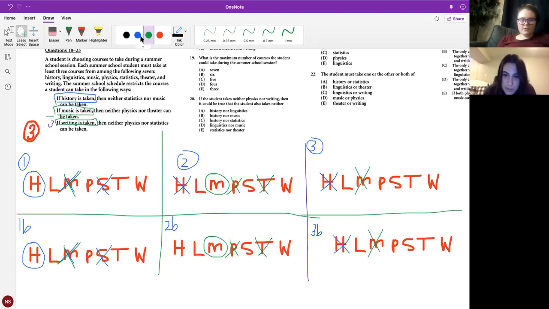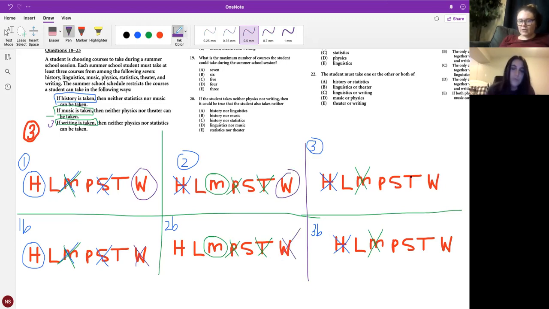So in world 1, I'm going to make one where writing happens and one where writing doesn't happen. Mm-hmm. In world 2, I'm going to make one where writing happens and one where writing doesn't happen. And then world 3, I'll make one where writing happens and one where writing doesn't happen. All right, so can we figure anything else out now that we have this done?